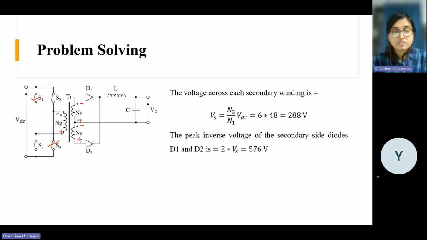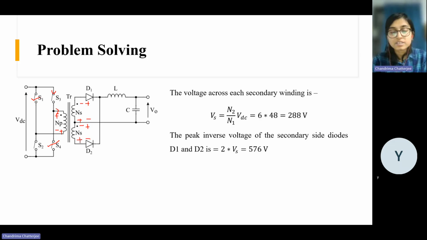And when these two switches are off and these two switches are on, S3 and S2 are on, then the current path is like this through this switch here, like this, like this. So then the polarity will be reversed. This will be positive, this will be negative. And here also the polarity will get reversed. Okay.